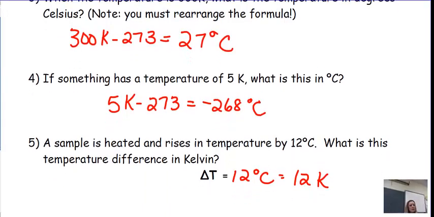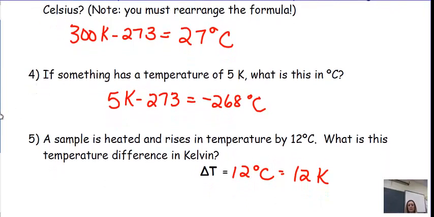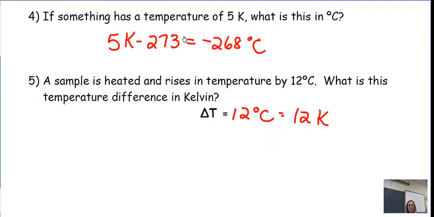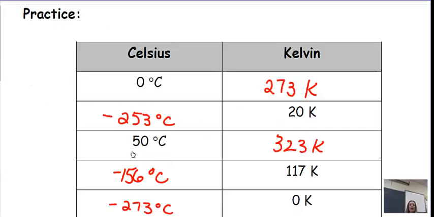Okay, so now that you did your problems, check your answers. For 3, you should have 27 degrees Celsius. For 4, you should have 268 degrees Celsius below 0, or negative 268. And then for number 5, every degree in temperature change in Celsius is the same as in Kelvin, so you should have 12 Kelvin for that. And then for practice, try to do the rest on your own, and then come back to the video and check your answers.